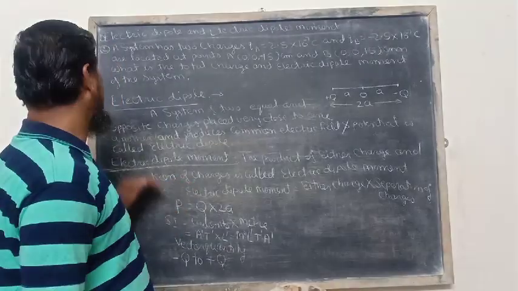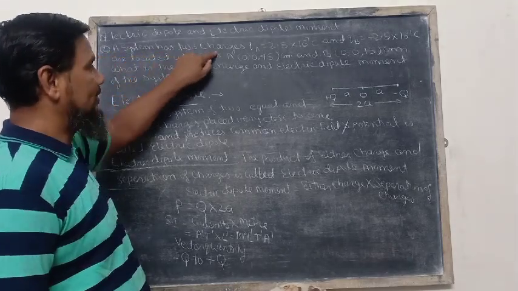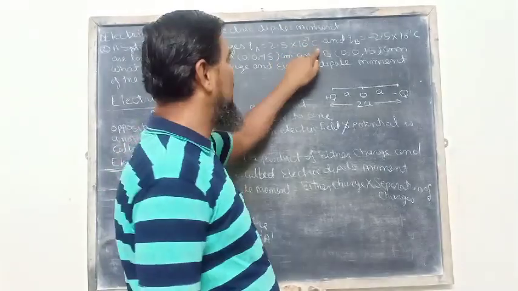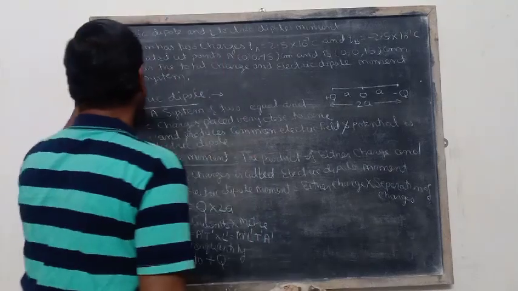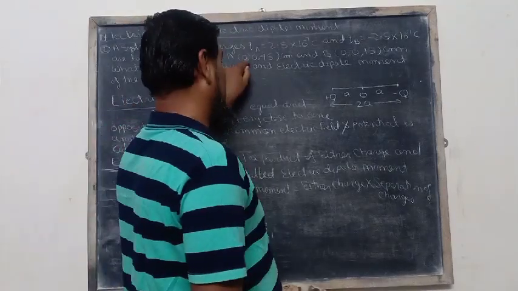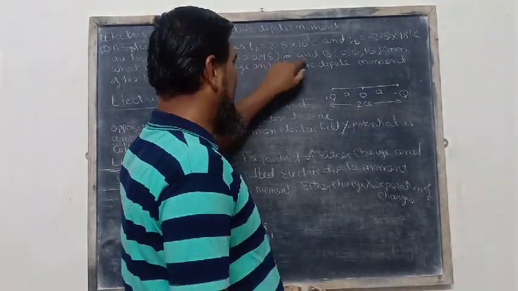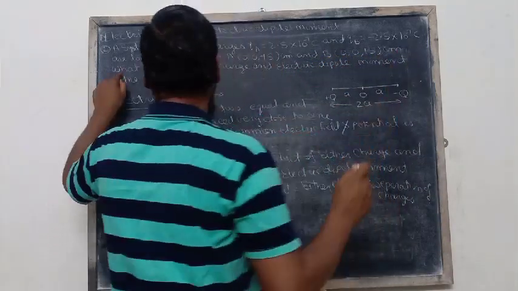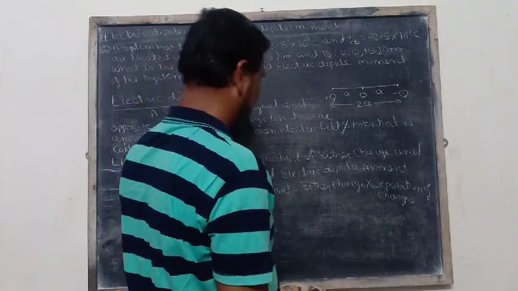Now we shall discuss a numerical. A system has two charges, QA equal to 2.5 into 10 to the power minus 7 coulomb and QB equal to minus 2.5 into 10 to the power minus 7 coulomb, located at points given in the form of coordinates A (0, 0, minus 15) and B (0, 0, 15) centimeter. What is the total charge and electric dipole moment of the system?